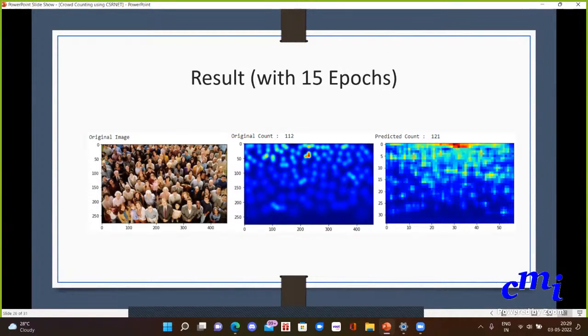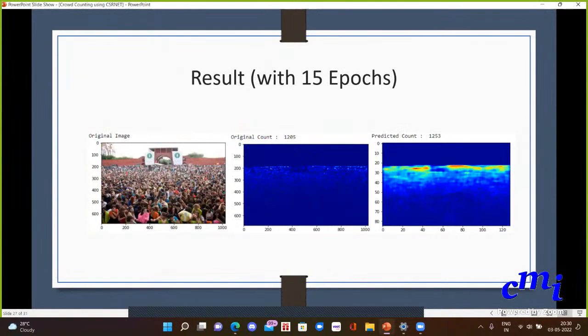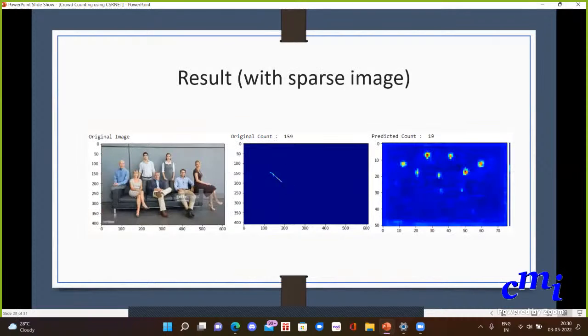Now, let's see a very dense image for 15 epochs. If we consider this image, the original count is 1205 and the predicted count is 1253. So for a pretty dense image also, the result is pretty good. There are also some shortcomings: for dense images it's working pretty well, but for sparse images it is not doing well.